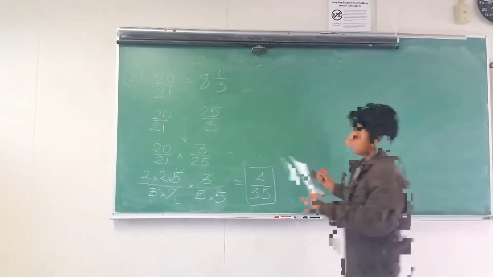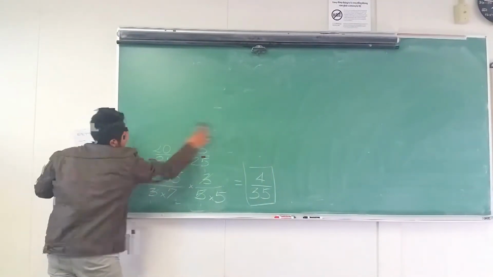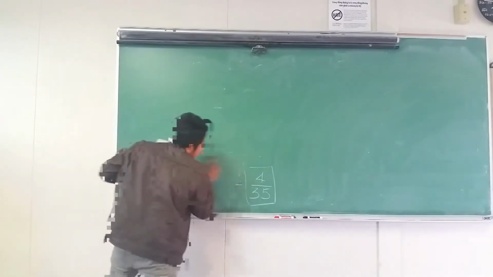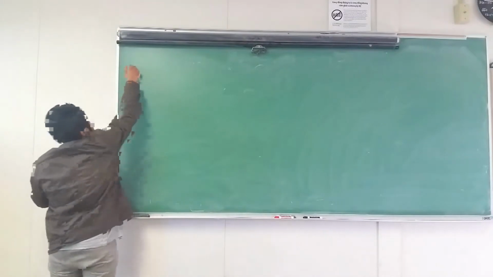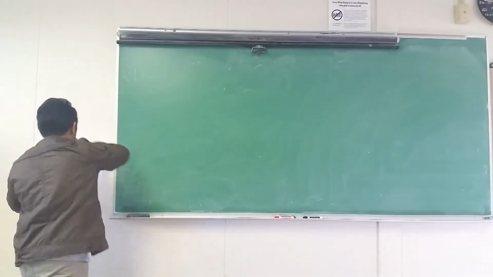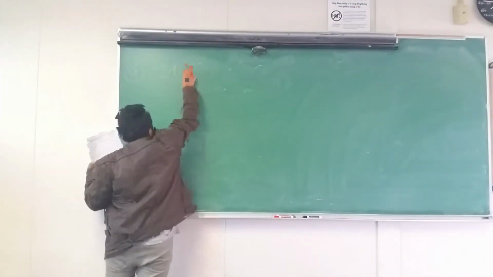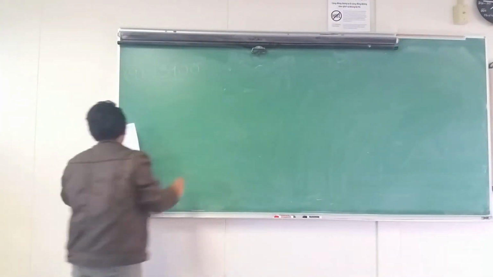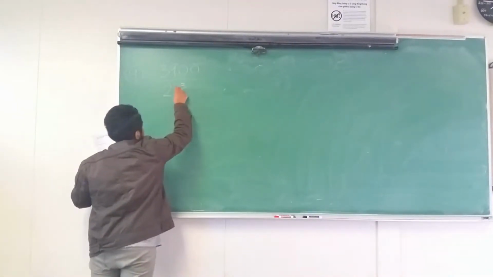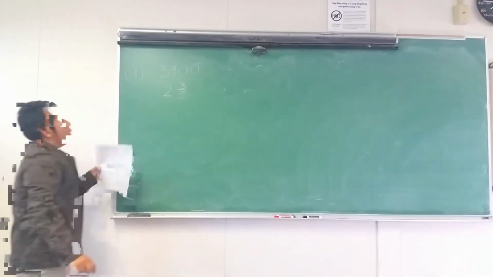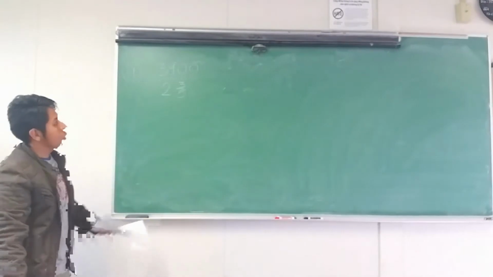Problem number 9. This is problem number 9. In problem number 9, I have 3,900 over 2 and 3/5. Wow. I have a fraction that involves a whole number and a mixed numeral.